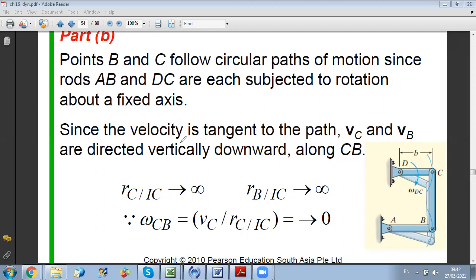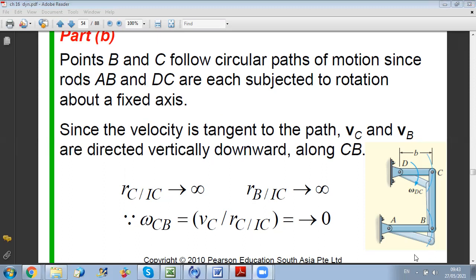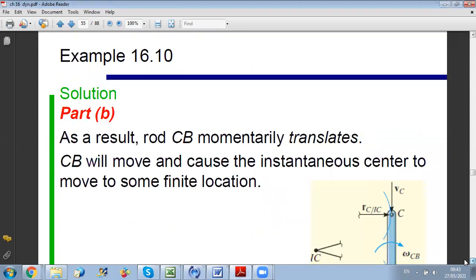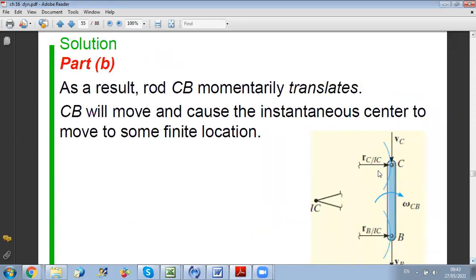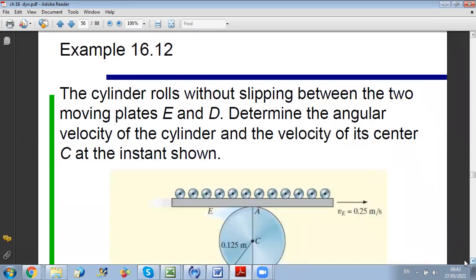This is why we should know both methods, and depending on the problem we will select the appropriate method to use. Okay? Any question on this? Okay. So as you can see here in this figure, we drew the perpendiculars to the two velocity vectors. They will never meet. So we can say that at this instant, omega is 0.